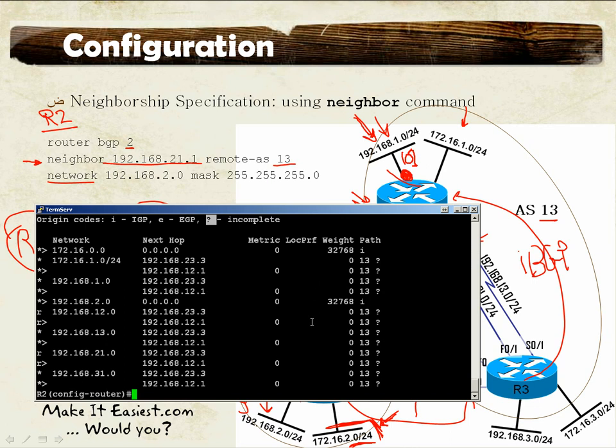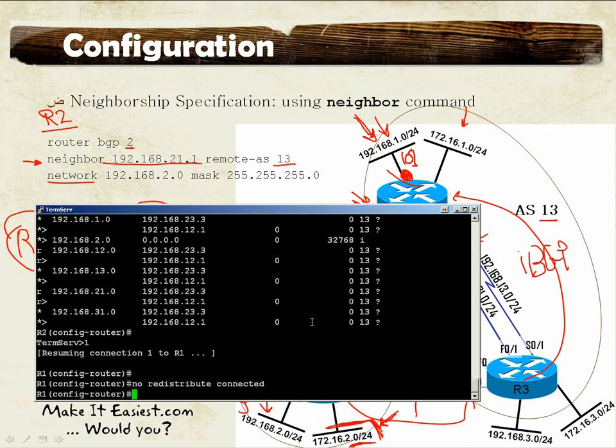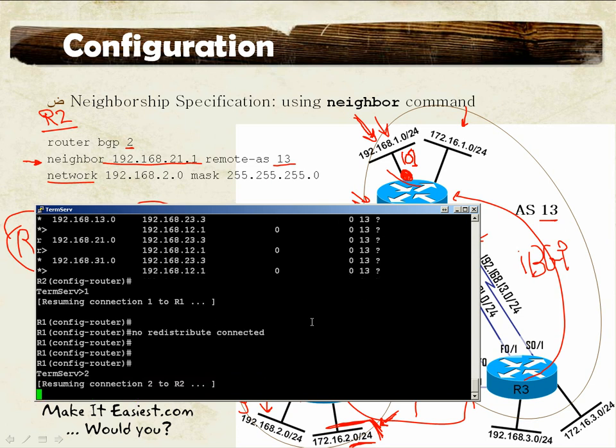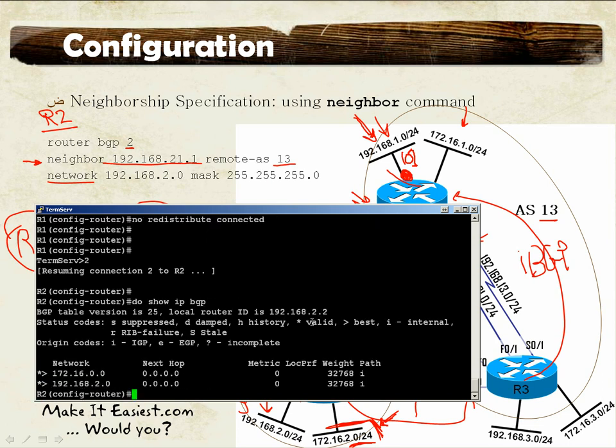To disable redistribution, we're gonna go back to router 1 and remove the redistribute connected command using the no form of this command. This will disable redistribution, and to verify this I'm gonna go back to router 2 and view its BGP database, and yes, we do not have any routes being redistributed because we have disabled redistribution on router 1.